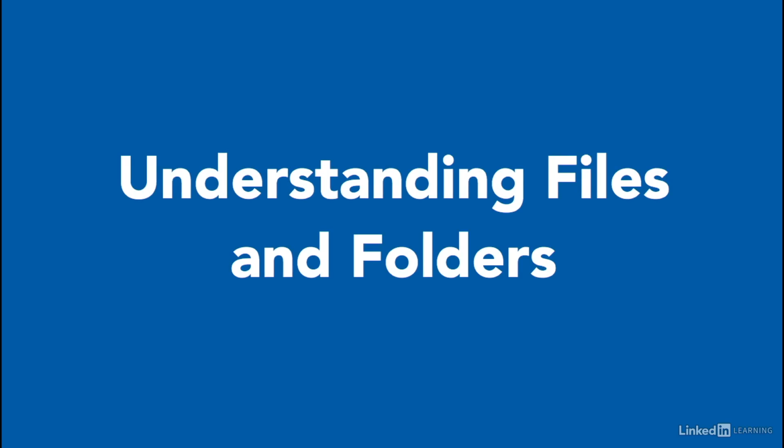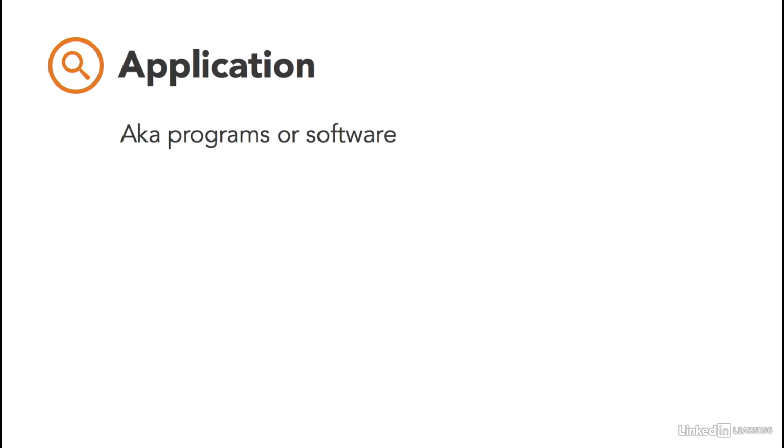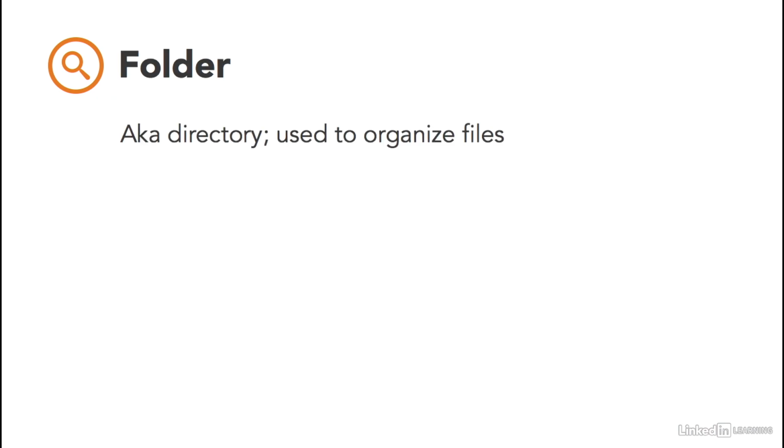One of the most important concepts to understand when working with computers is the system for organizing, storing, and locating your files and applications. In this context, the term file refers to a single item, such as a word processing document, a photo, a video clip, a song, and so on. Applications are the programs that you run on your computer, which often use, interact with, or create the files stored on your computer. Another term you'll frequently hear is folder.